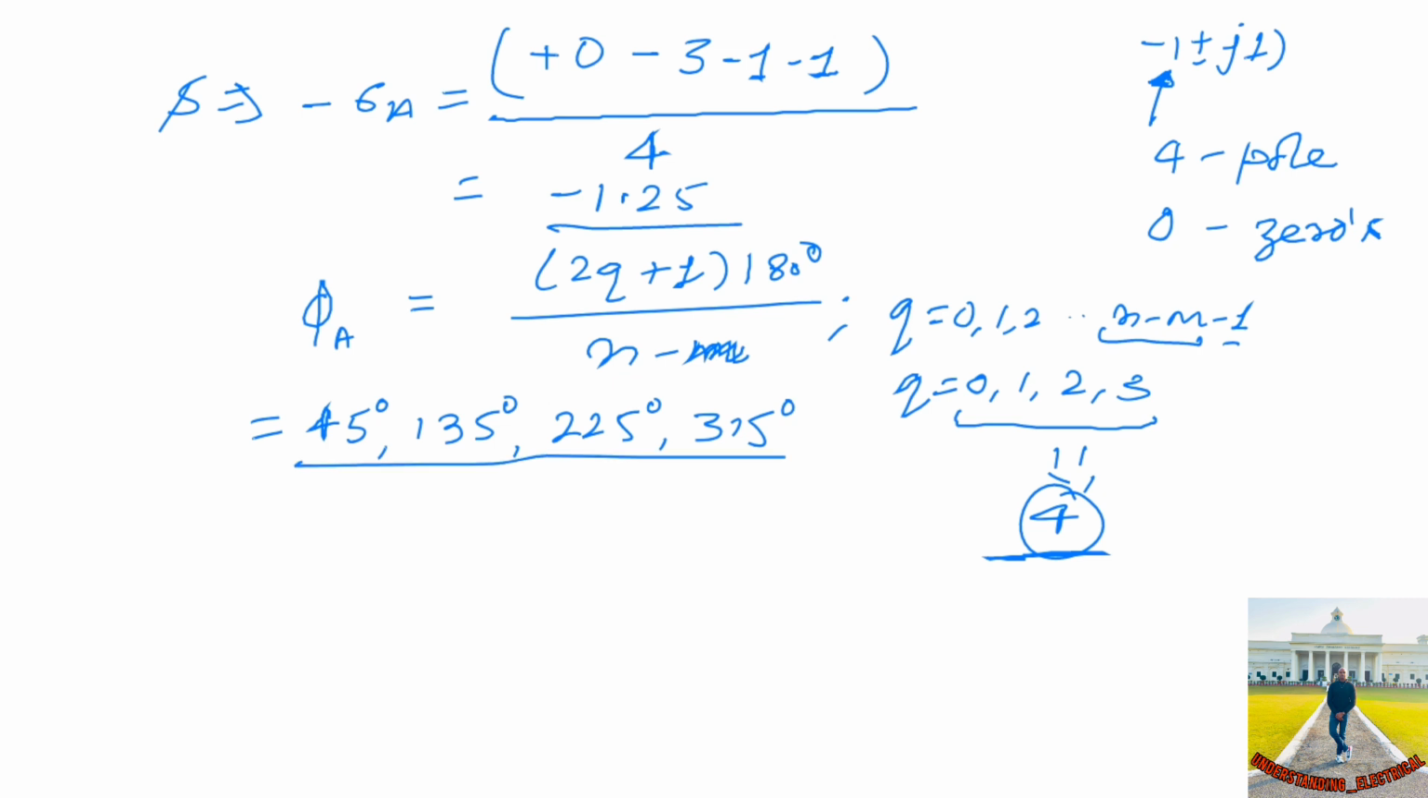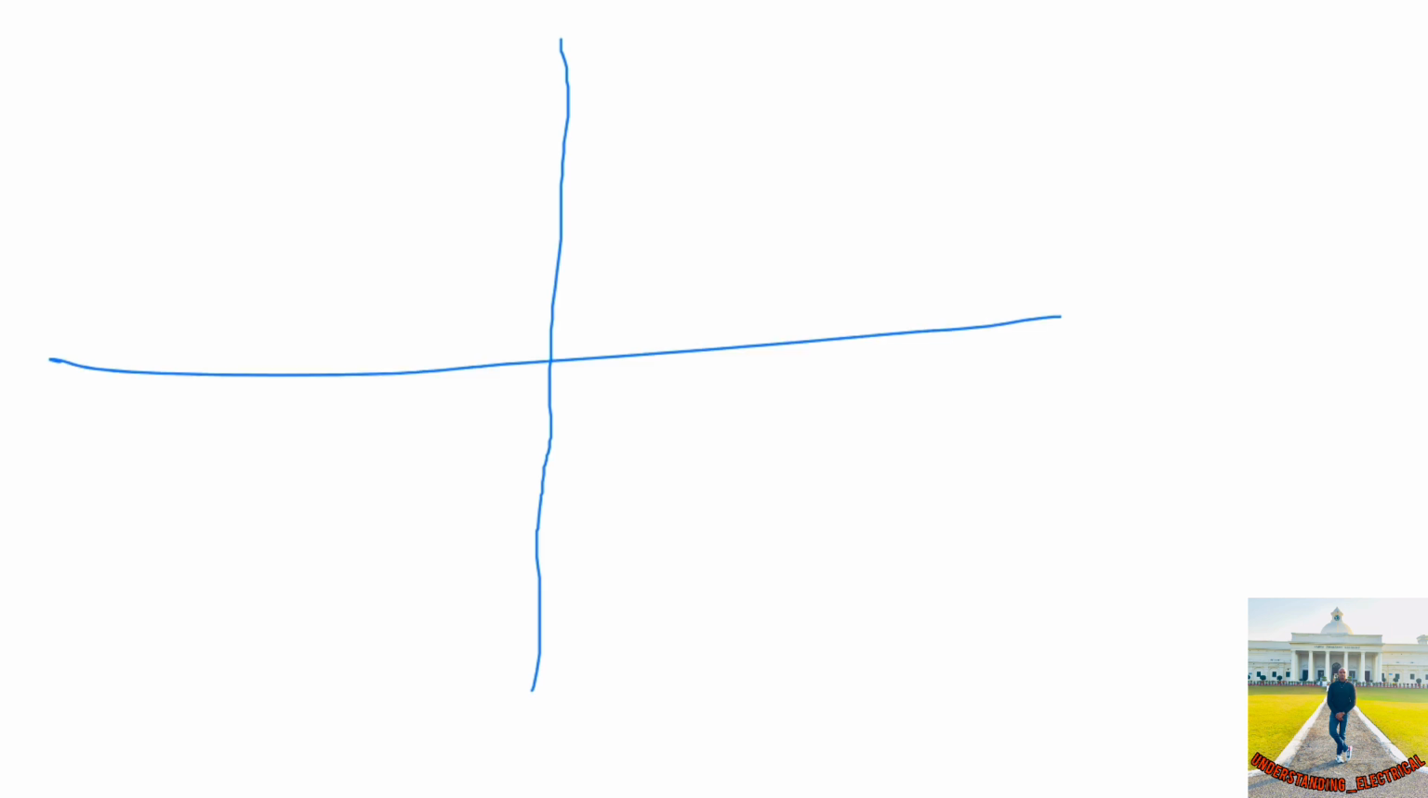So now let's draw this on the S-plane. Again, I'm going to draw the S-plane over here. Poles placed at 0, minus 3, minus 1 plus j, minus 1 minus j. This part is of root locus. Breakaway point is somewhere here, at minus 2.3, and centroid is at minus 1.25.